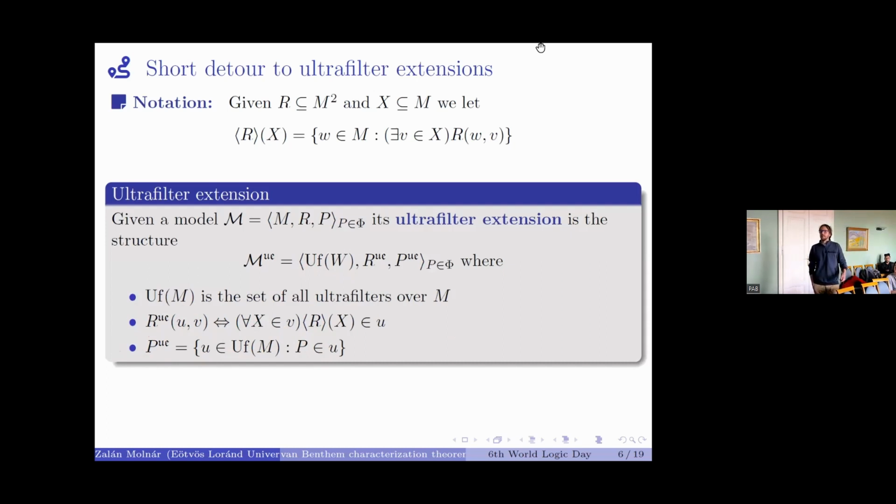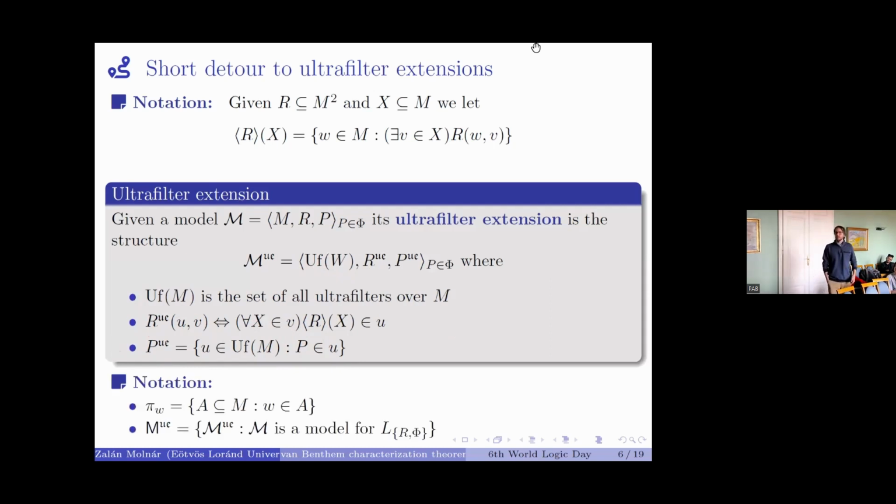And for the predicates, this is the quite standard interpretation: a predicate P is true at those ultrafilters U to which the interpretation of P already belongs. And some notation: pi(W) will be the principal ultrafilter generated by W, and M^ue will be the class of all ultrafilter extensions for this language.